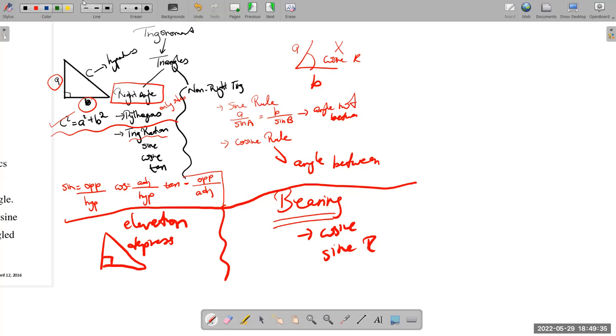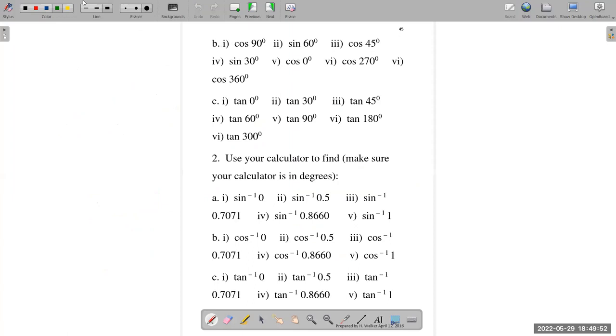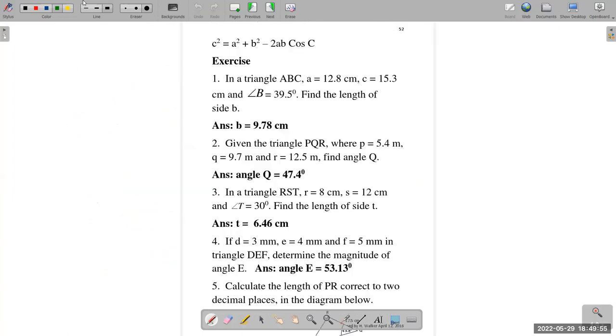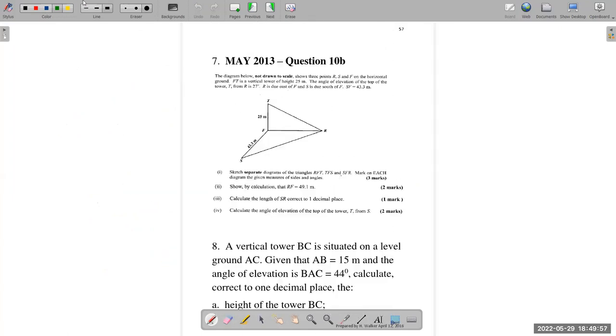So when you're doing bearings, don't feel overwhelmed. Focus on whether you're using the sine rule or the cosine rule. The only way you're going to use trigonometry is if the triangle that is formed is a right angle triangle, and usually it is not. So are you ready to look at some questions together? We're jumping straight into the questions.